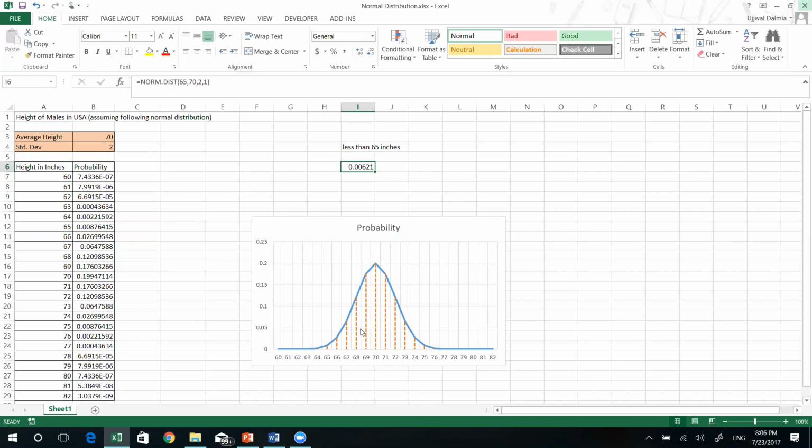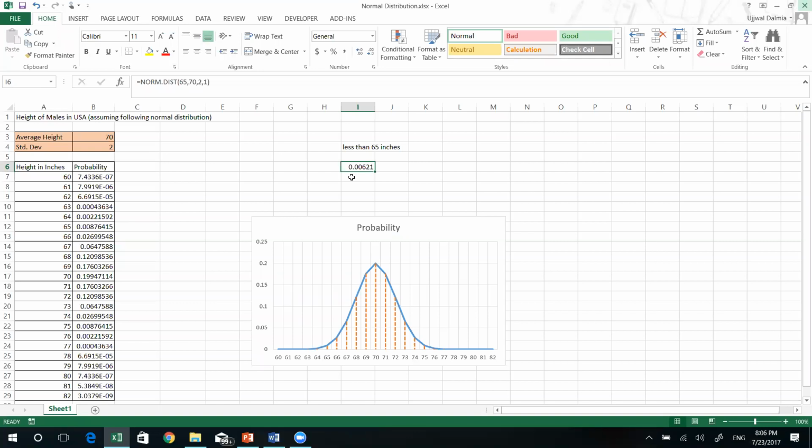Himanshu is asking, so what was X? Himanshu, X is the limit till which you have to find out the probability. So in this case, we have to find out probability till limit 65. So that's what X was. X is 65. Does this make sense? Okay. So guys, this means that the probability of a US male to have a height less than 65 inches is just 0.00621.